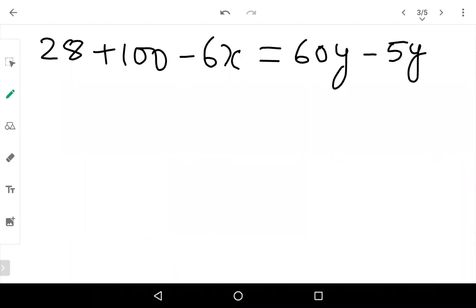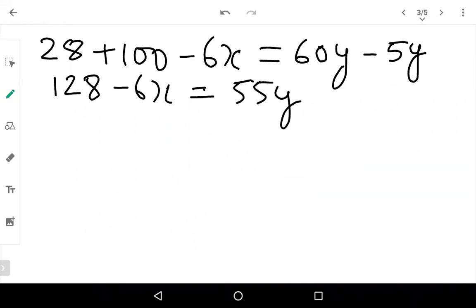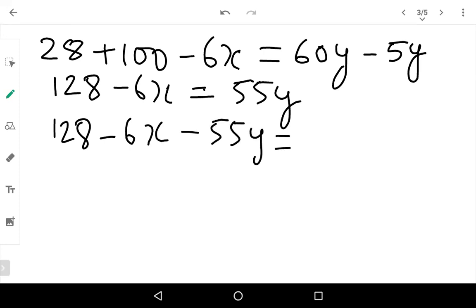So until here is fine. Now next, if I add these two, I get 128 minus 6x is equal to 60y minus 5y, which gives me 55y. So we have got one equation here. Now let us get that y also to the other side. So 128 minus 6x minus 55y is equal to 0. Understood?